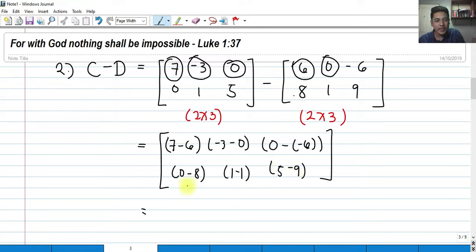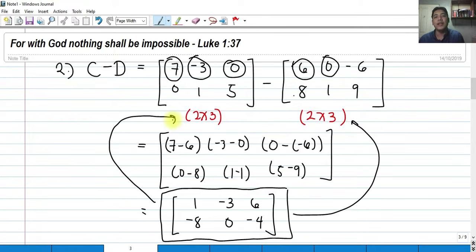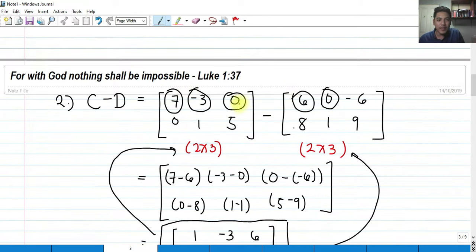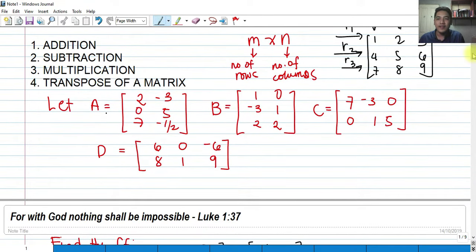And the resulting matrix would be: 7 minus 6 is 1, negative 3 minus 0 is negative 3, 0 minus negative 6, the negative will be distributed so that negative times negative becomes positive, 0 minus 8 is negative 8, 1 minus 1 is 0, 5 minus 9 is negative 4. As you can see, the dimension of the resulting matrix is the same as the dimension of both matrix C and matrix D.